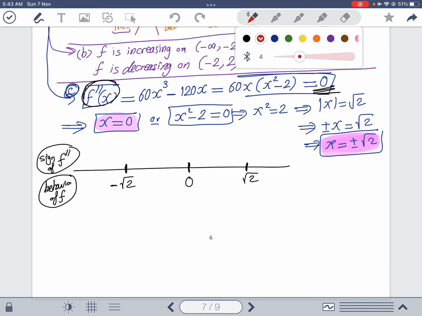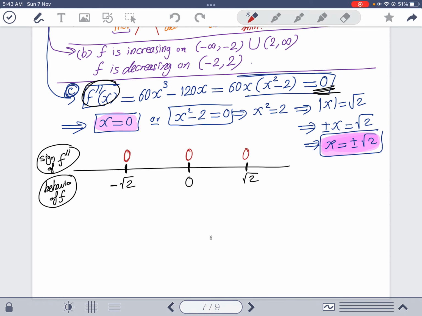Here we know that f double prime was 0 at those 3 points. And now you just choose numbers here and check whether f double prime is positive or negative. So let's choose something here. Choose something like negative 10, for example. And if you put it here, you'll get negative.